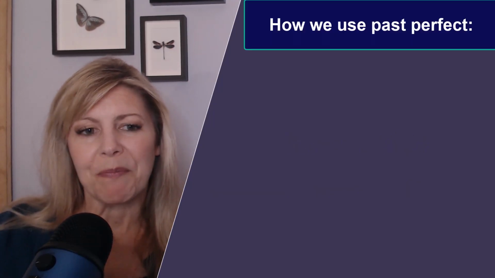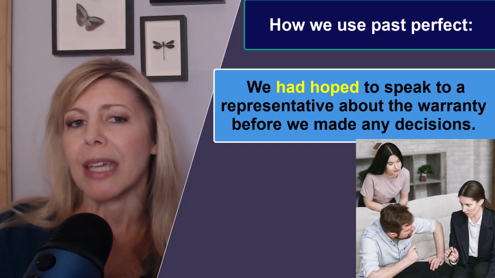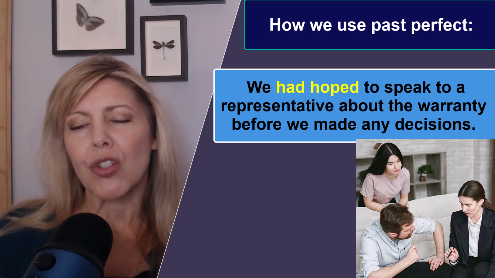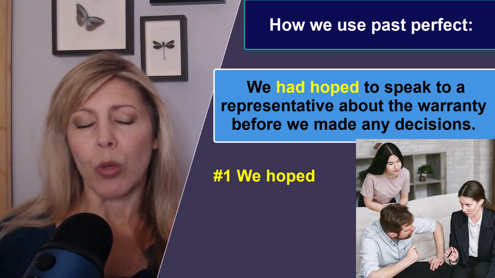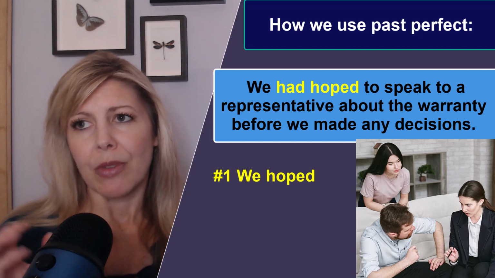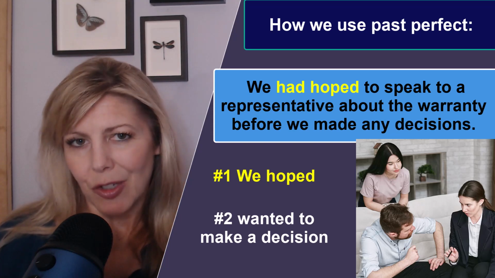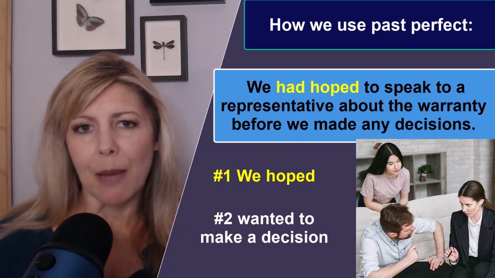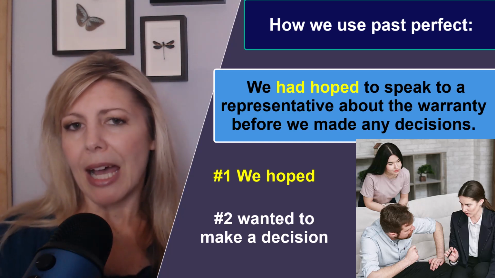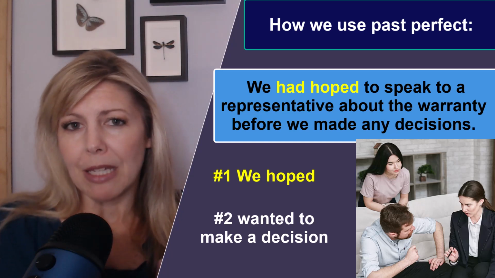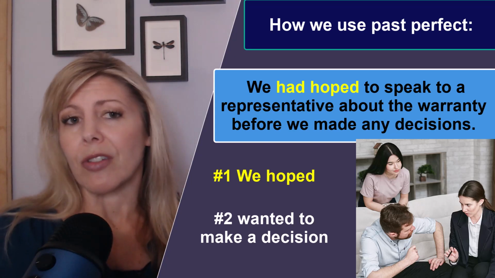Sentence number 4. We had hoped to speak to a representative about the warranty before we made any decisions. So 2 events in the past that we're talking about. We hoped first, then we made a decision, or we wanted to make a decision. Now, maybe this happened, maybe it didn't, maybe we're speaking of something about the past that we wanted to happen, and maybe it didn't quite go as we expected. You can do that too in this tense.